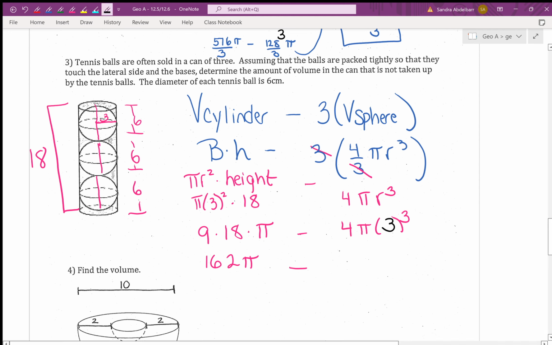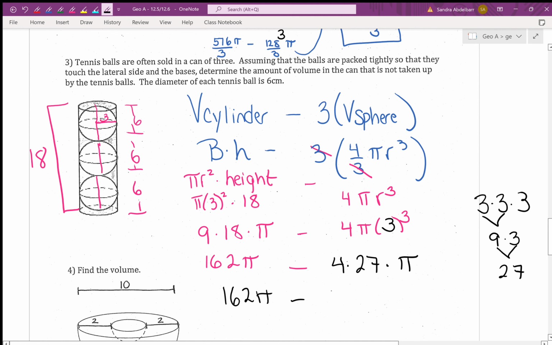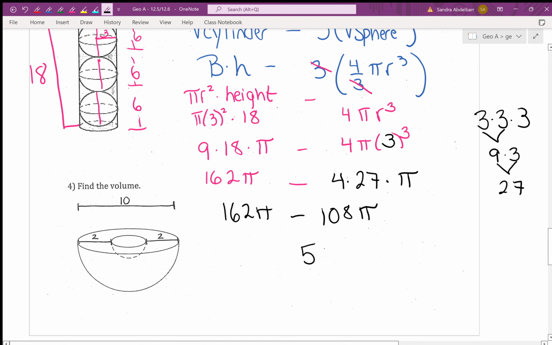Thank you. So we are 4 times 3 cubed. Remember, 3 cubed is not 9. It's 3 times 3, which is 9, times 3, which is 27. You're getting ahead of us. 162 pi minus 108 pi. What does that give us? 54 pi units cubed.